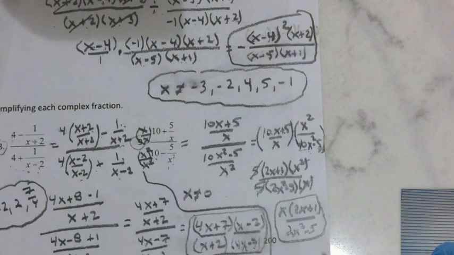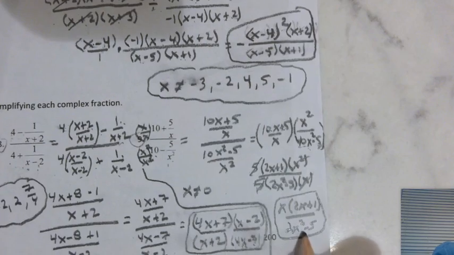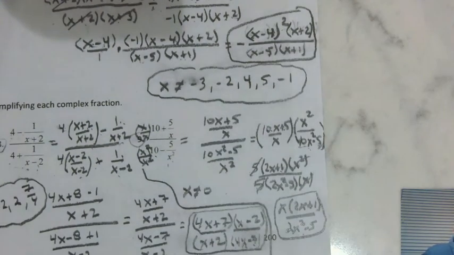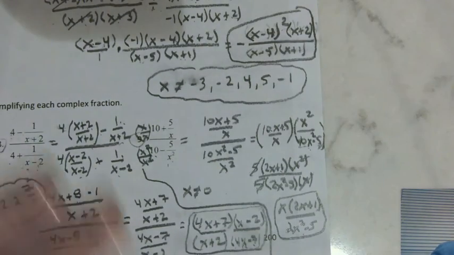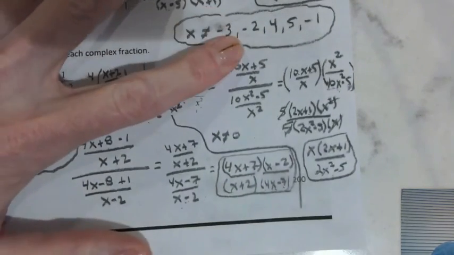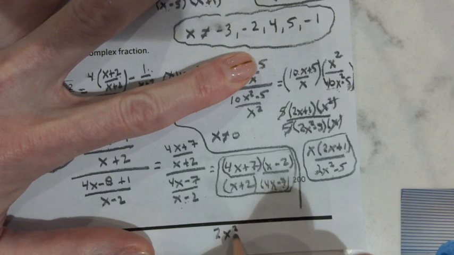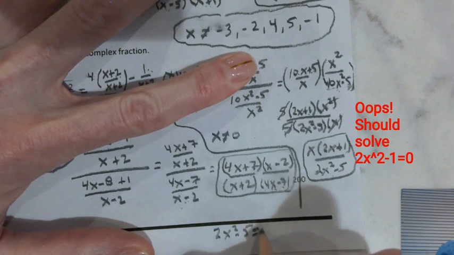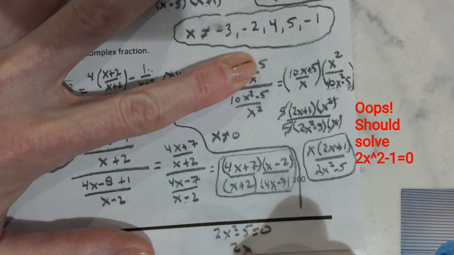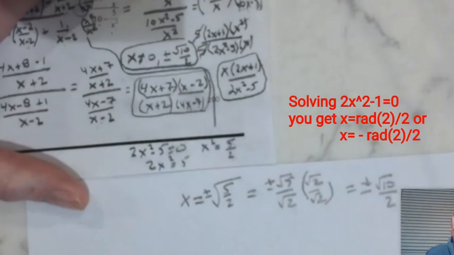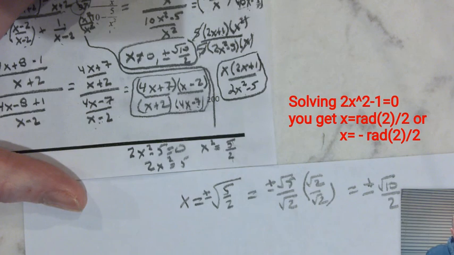We're going to have one more restriction when this thing is 0, so we would have to set, I'll just do it down here, 2x squared minus 5 equal to 0, which means 2x squared. Okay, so it's kind of messy, but that's how you would do that problem.